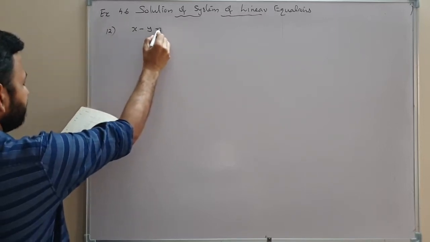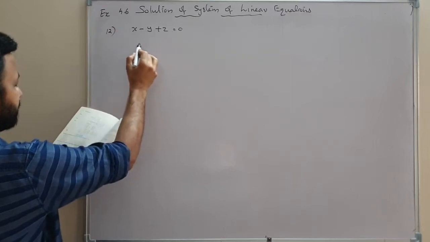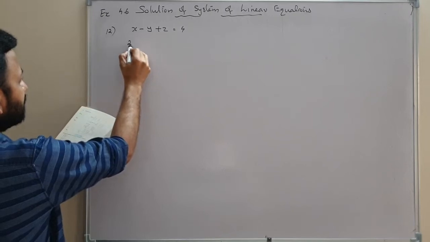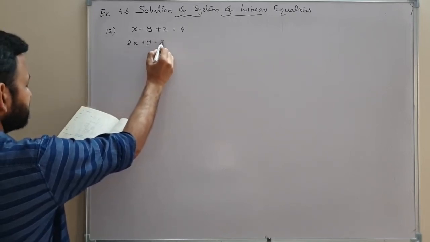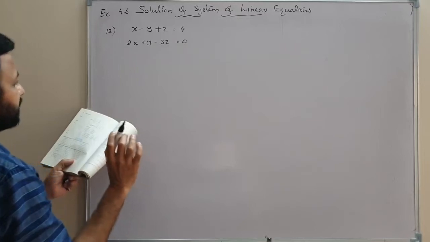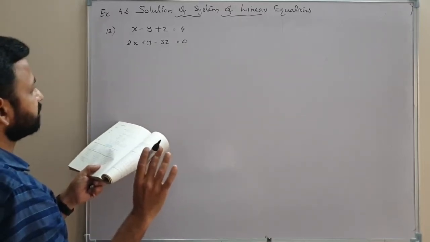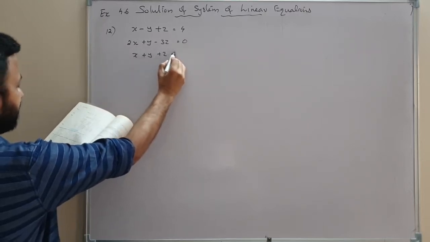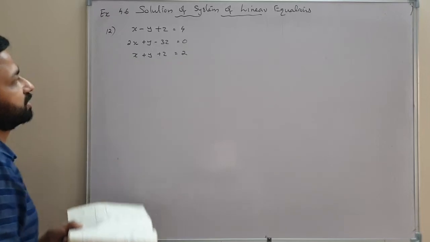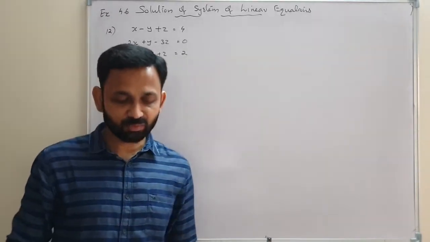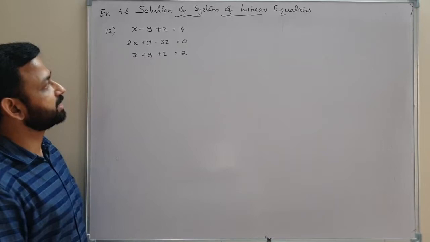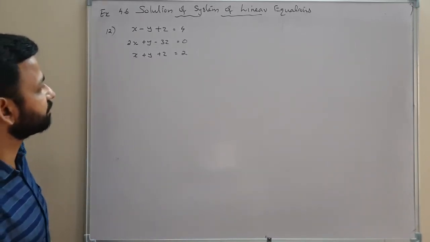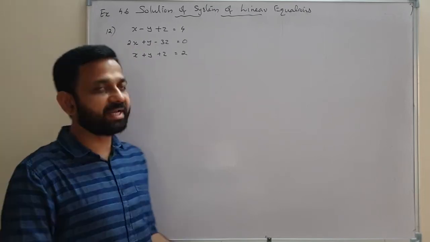x minus y plus z equal to 4. 2x plus y minus 3z equal to 0. x plus y plus z is equal to 2. So that is our system of linear equations. We have 3 equations and 3 variables.